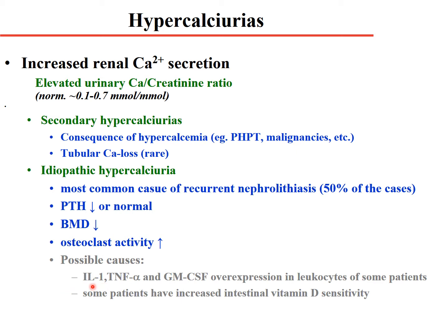The possible cause can be some kind of infection or immune-mediated processes or inflammatory processes, when interleukin-1, tumor necrosis factor alpha and granulocyte-monocyte colony-stimulating factor overexpression is happening in the leukocytes of some patients. And some patients relatively have an increased intestinal sensitivity to vitamin D.